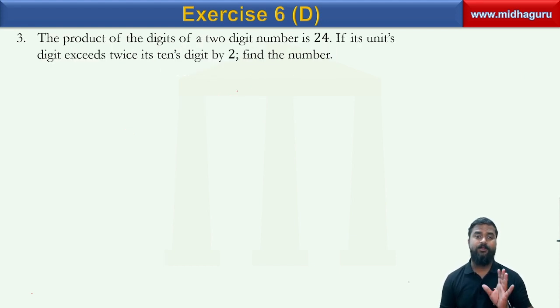Now the next question is based on the relation between two digits of a two-digit number, that is the ones place and the tens place. It says the product of the digits of a two-digit number is 24. If its unit digit exceeds twice its ten's digit by 2, find the number.